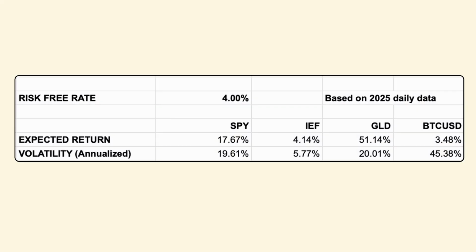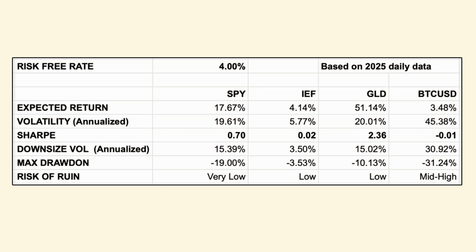The first step is to find a number for the risk-free rate of return. For this example, let's go with 4%, which is a rounded average of short-term US Treasury bonds during 2025. After that, we can simply subtract the risk-free rate from the expected return and divide that by volatility. Make sure you are using annualized numbers, else you will get nonsensical numbers. Here's the final table with Sharpe for 2025.